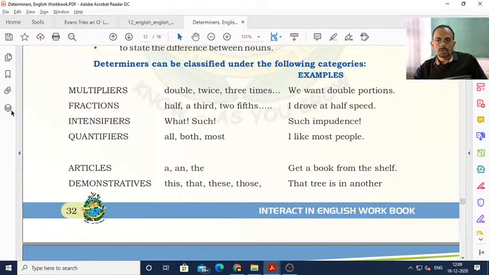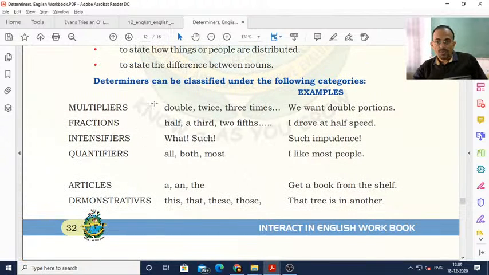Okay, one more thing, you see what I told you yesterday. Determiners are used before nouns. For example, we want double portions, so double is determiner and portions is noun. I drove at half speed, so speed is noun, therefore half is determiner here. Such impudence, such is determiner, impudence is noun. I like most people, most is determiner, people is noun.